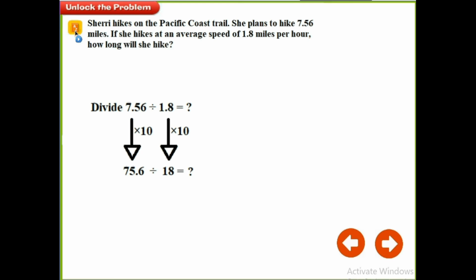1 and 8/10 must be multiplied by 10 to become a whole number. 1 and 8/10 times 10 is equal to 18. Then multiply the dividend by 10 as well. 7 and 56 hundredths times 10 is equal to 75 and 6/10. Now divide 75 and 6/10 by 18. The answer is 4 and 2/10. Then 7 and 56 hundredths divided by 1 and 8/10 is equal to 4 and 2/10.